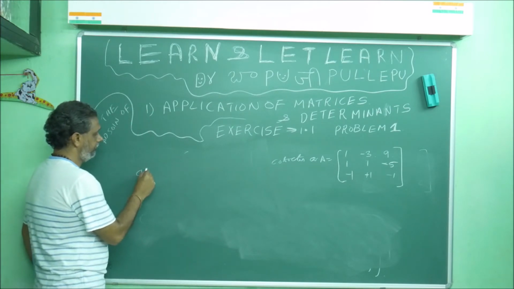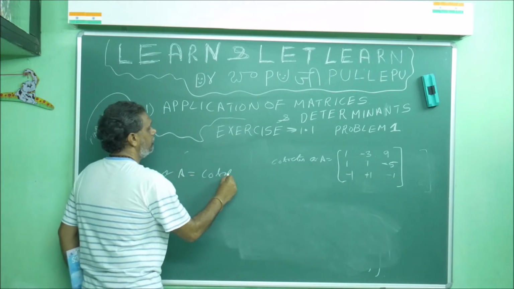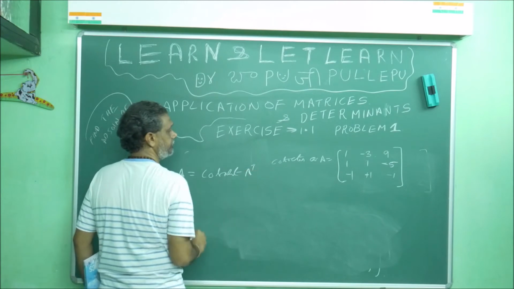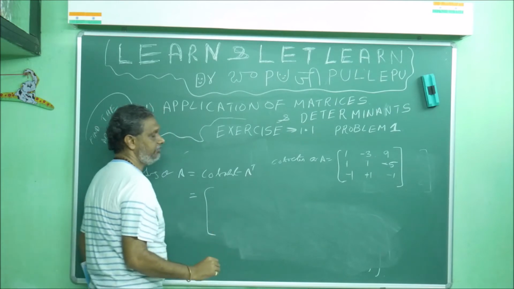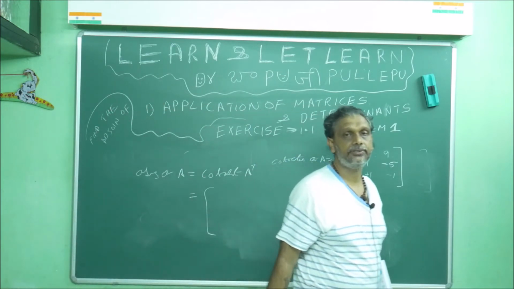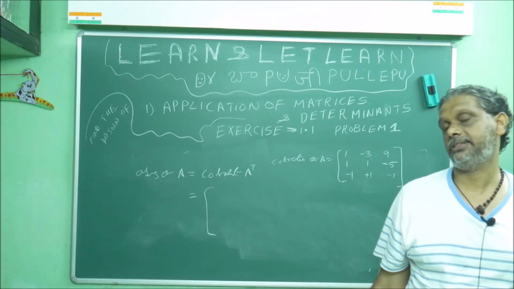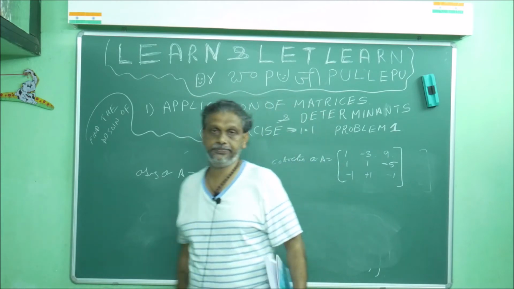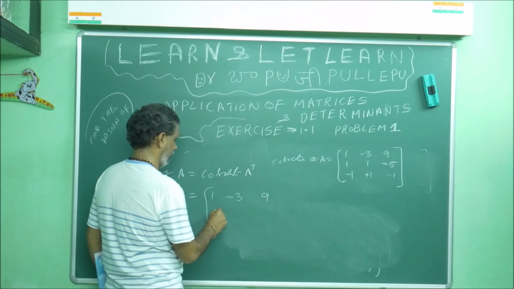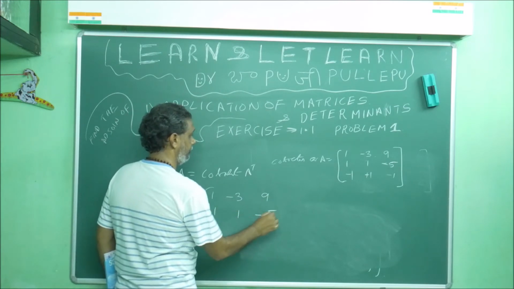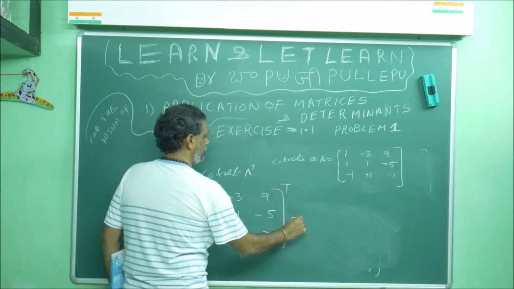Adjoint of A is equal to the transpose of the cofactor of A. You can find this transpose. What is the meaning of transpose? If you take the transpose of any matrix, write rows as columns and columns as rows, vice versa. So first I will write the matrix: 1, minus 3, 9; 1, 1, minus 5; minus 1, 1, minus 1, transpose.